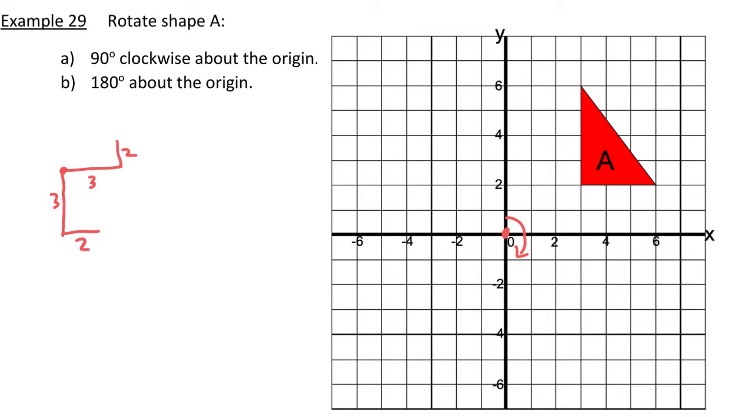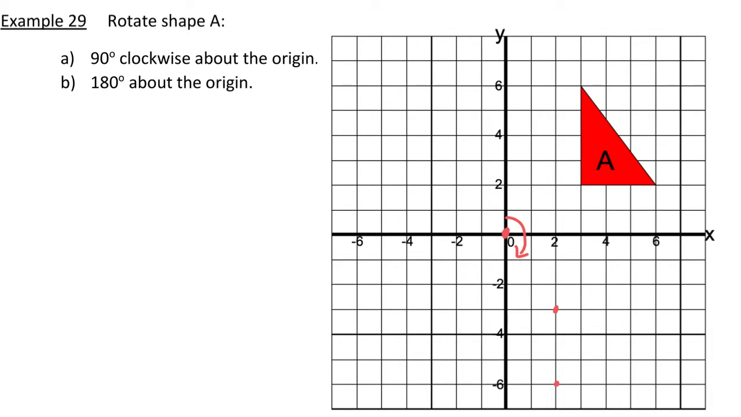So if we trace that shape from the origin and go down 3 and right 2, we get the image point to be at the point 2, minus 3. Next we have to get from the origin to the furthermost point. So we go right 6 and up 2. So if we draw an L shape for that, we go right 6 and up 2. And the rotated shape from there is going to be down 6 and right 2. And if we go down 6 and right 2 from the origin, we'll get to the point 2, minus 6.